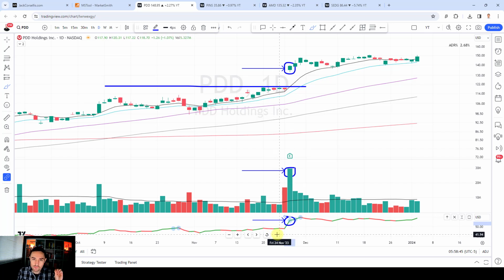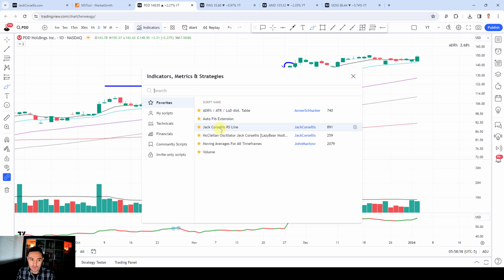What is this? This is the relative strength line, not RSI, relative strength line. And the blue dot indicates a 52-week high versus the S&P 500. You can change the index if you want to. That's a free tool in TradingView. If you search my name, you'll find it, Jack Corsellis RS line. Click that, and then what you want to do is right click on the line and then move to a new pane below like that.